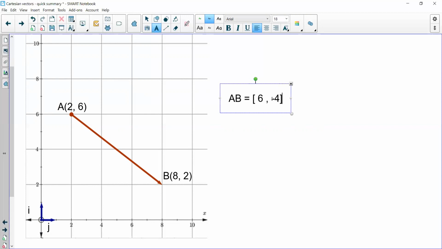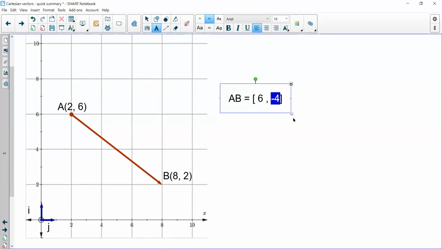So that's -4. So again, you can calculate these values by getting the x coordinate from B, 8, take away the x coordinate from A, which is 2. And then the y coordinate from B, 2, take away 6, which is -4. So essentially, to go from A to B, I need to go 6 to the right, 4 down.